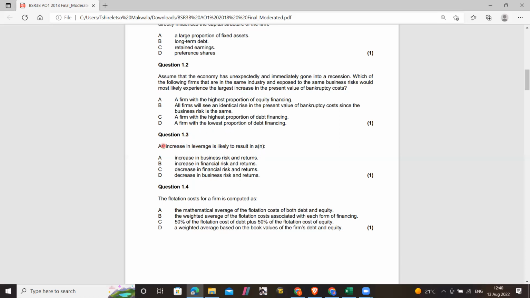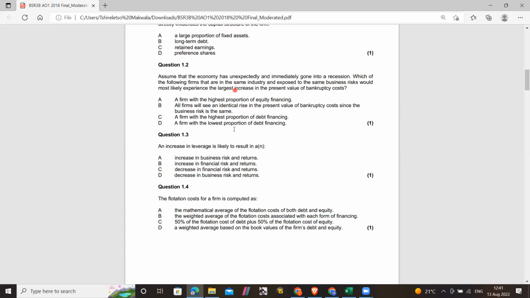So what do they mean here? An increase in financial leverage is likely to result in an increase in business risk and returns. No, right? Because it's financial leverage. If it was operating leverage, then yes, business risk and returns, but it's not. So we go on to the next one. An increase in financial risk and return, yes.